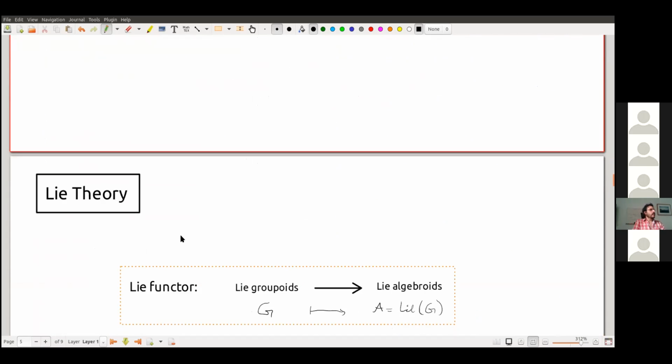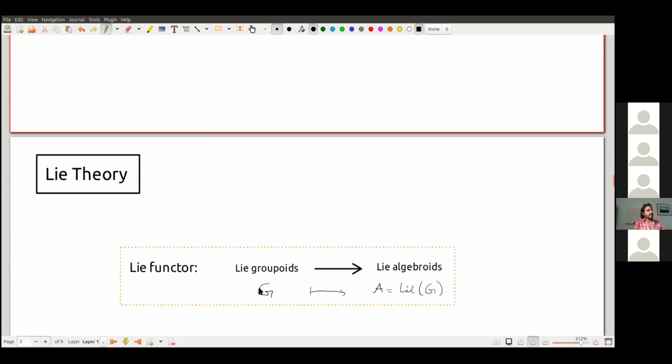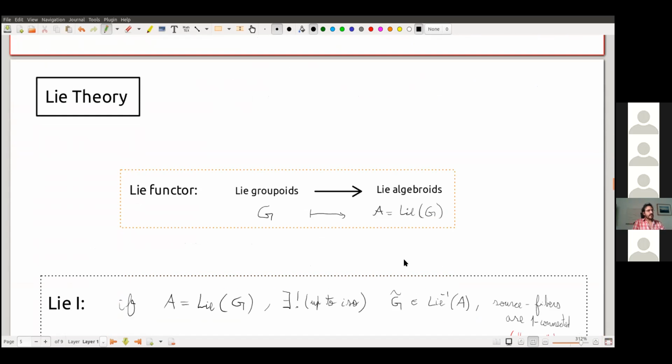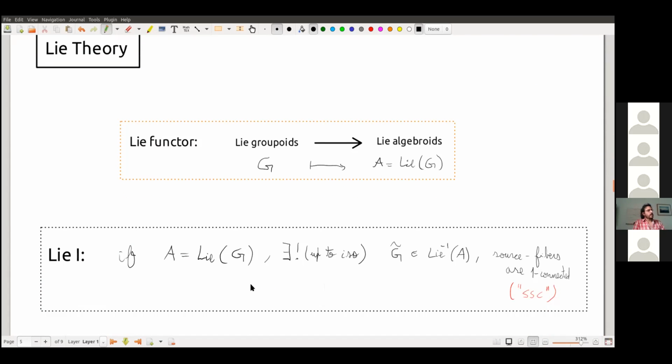And there is an analog of Lie theory for these things. In particular, there is a Lie functor that takes a groupoid to the algebroid, as I mentioned above. And there are analogs of the classical Lie theorems. For example, if you have an algebroid that comes from a groupoid, then there is a unique universal cover, let's say. But now the covering happens along the source fibers, just as we saw in the case of the fundamental group.